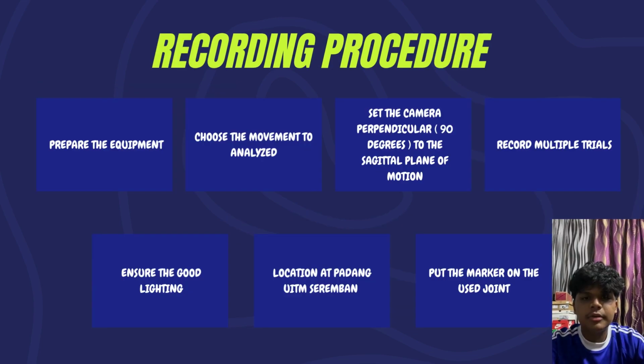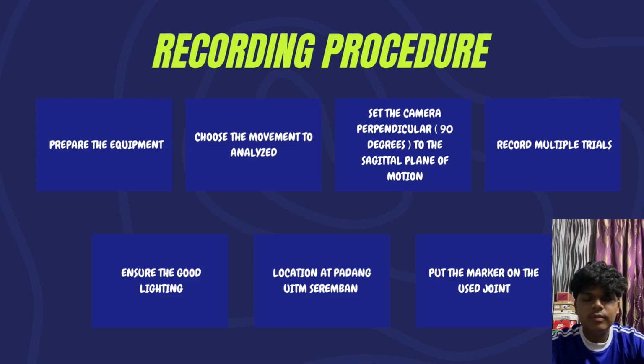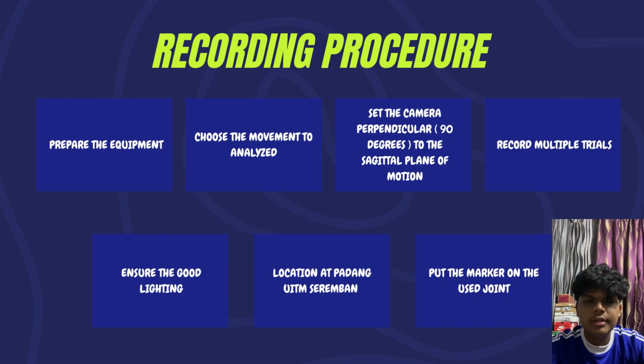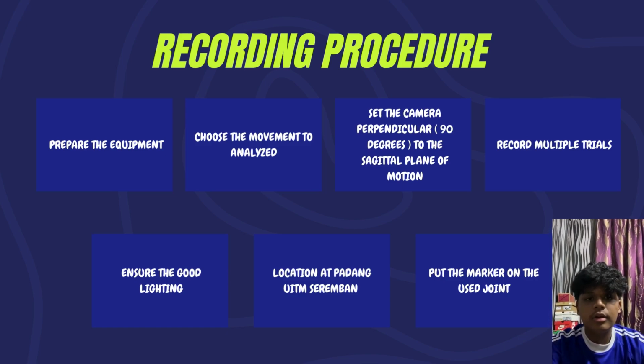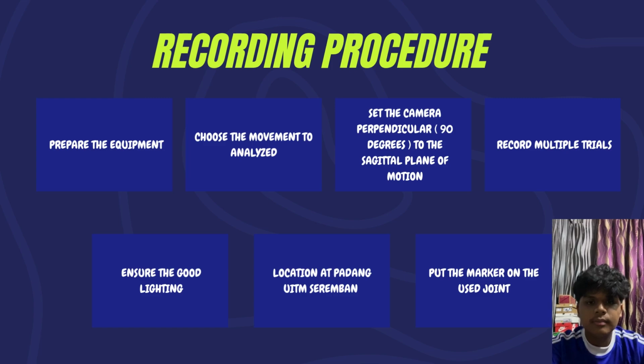Next is recording procedure. First, prepare the equipment. Second, choose the movement to analyze. Third, set the camera perpendicular, 90 degrees to the sagittal plane of motion. Next is record multiple trial and angle. Next, ensure the good lighting. We record this at location at Padang UiTM Seremban. And lastly, put the marker on the used joint.